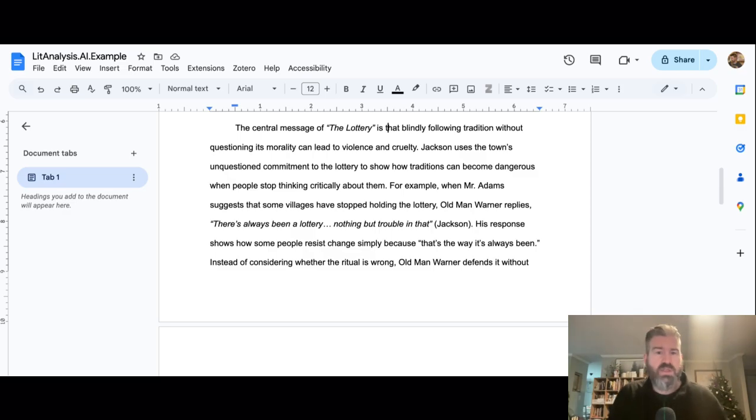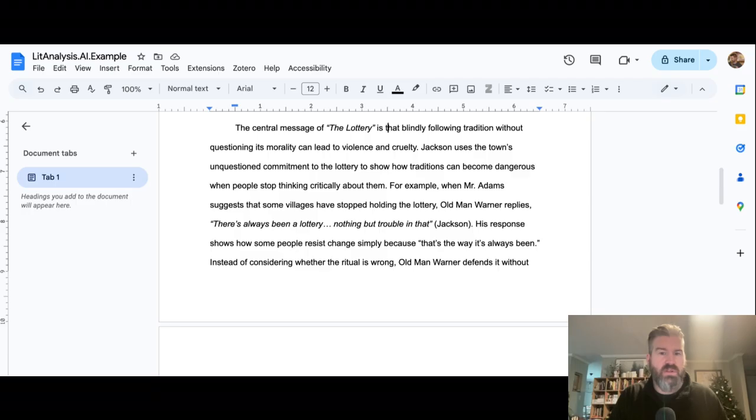Let's go into the first paragraph. The central message of the lottery is that blindly following tradition without questioning its morality can lead to violence and cruelty. That's an okay topic sentence. Jackson uses the town's unquestioned commitment to the lottery to show how traditions can become dangerous when people stop thinking critically about them. That feels a little bit redundant to me. This would probably be one of the first red flags that this is AI generated for me, is this sort of redundancy and blandness.